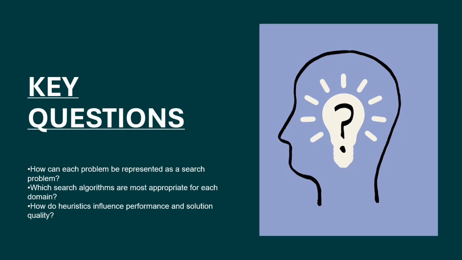The key questions we focus on are how to represent each problem as a search problem, which algorithms are most appropriate, and how heuristics influence performance and optimality. In particular, we are interested in whether informed methods like A* can reduce the search effort while still guaranteeing optimal solutions.